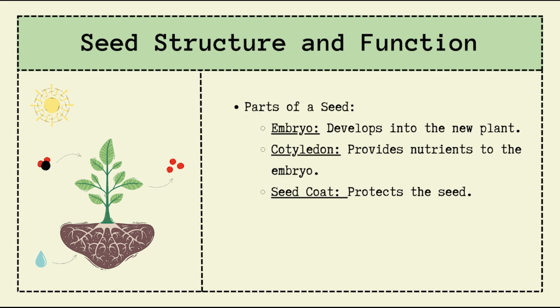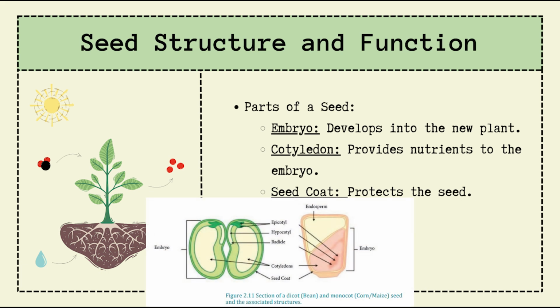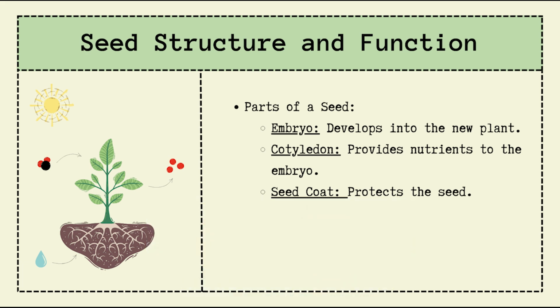Seed structure and function. Seeds are the result of fertilization and contain the new plant. The embryo is the young plant that will grow. The cotyledon stores food for the embryo, and the seed coat protects everything inside. Seeds allow plants to reproduce and spread to new places.